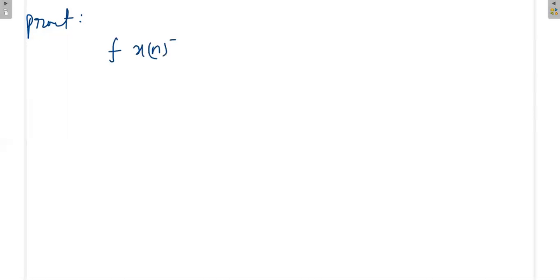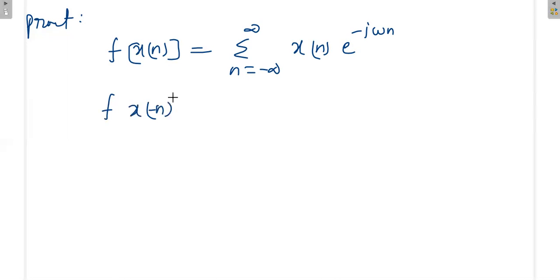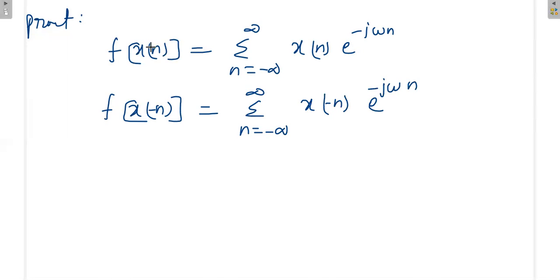F of x of n is equal to summation n minus infinite to plus infinite x of n e power minus j omega n. What is the discrete time Fourier transform of x of minus n? Summation n minus infinite to plus infinite x of minus n e power minus j omega n. That means what? Our signal, instead of x of n, we are having x of minus n. That x of minus n we are substituting here, because whatever the signal that is present here will be substituted here. So here now we are having x of minus n. So same thing we are substituting here, x of minus n. Again, everything else is same.